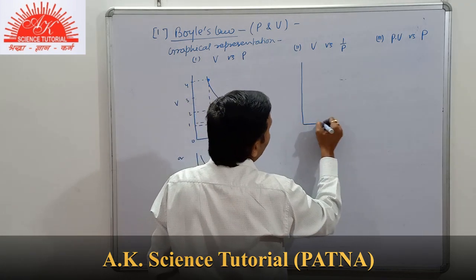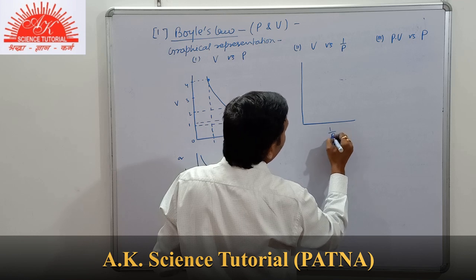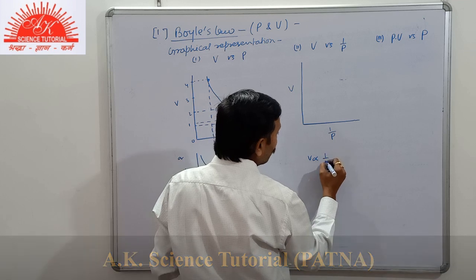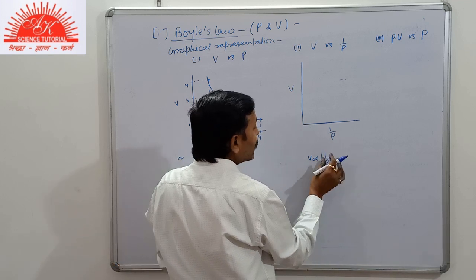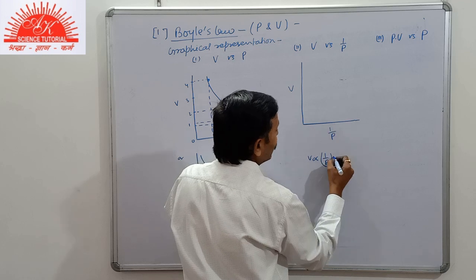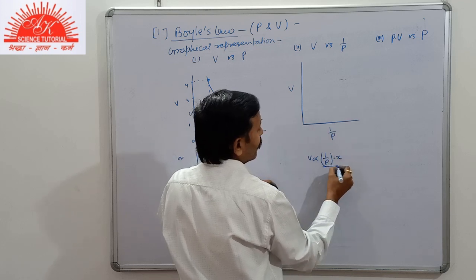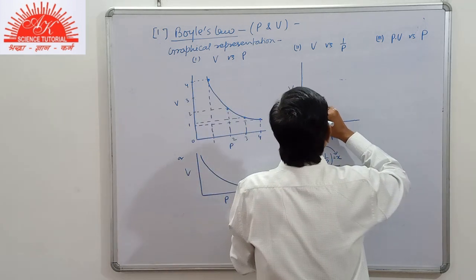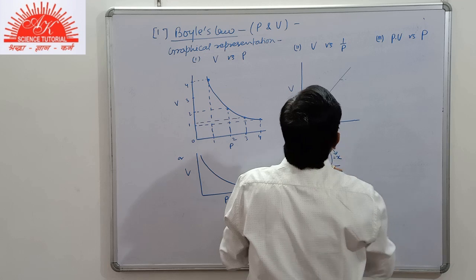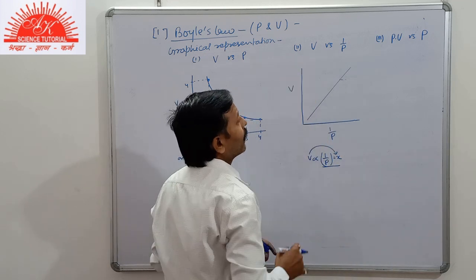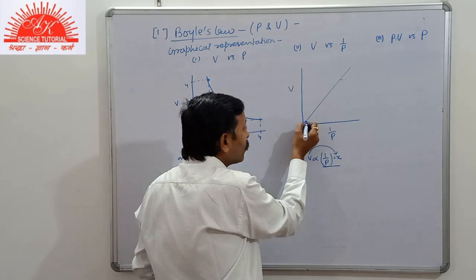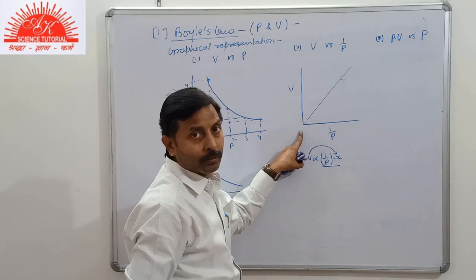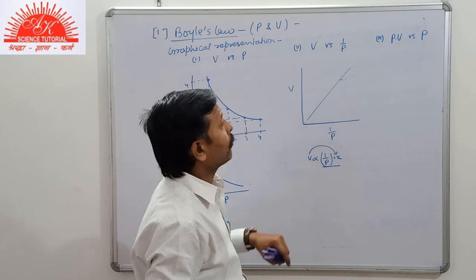In this part, 1 upon P versus P. Now you have studied that V is proportional to 1 by P. So if we take 1 upon P as a single quantity, let it be X, then we say V is proportional to X. In that case, we will have a straight line graph, directly proportional, a straight line graph. It will not touch 0 because the volume will never be 0. So you must remember this part.